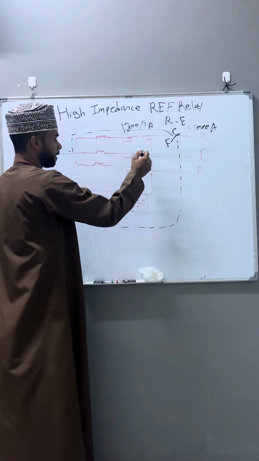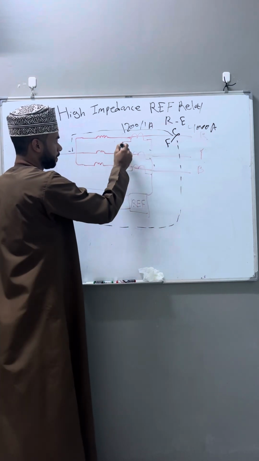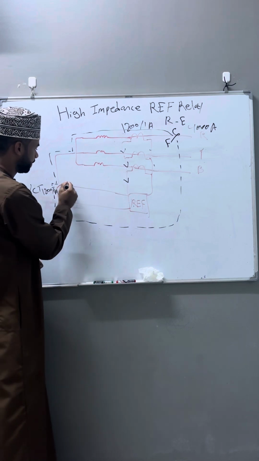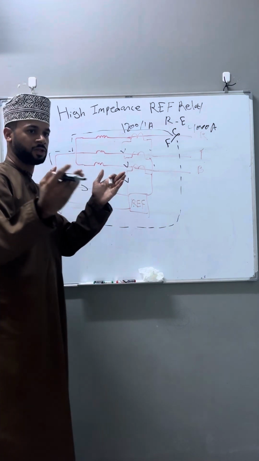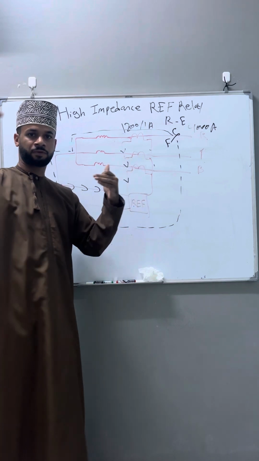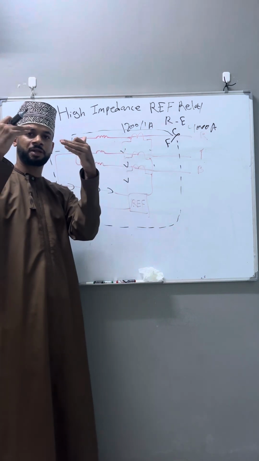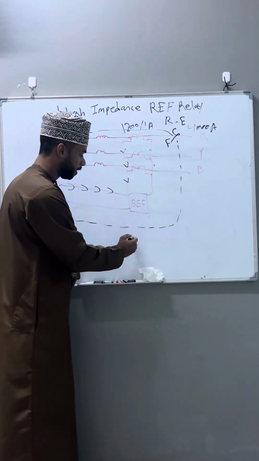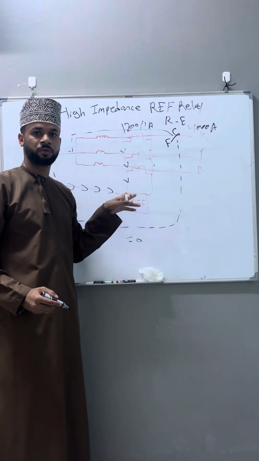So the fault current will be like this. Okay, it will go like this, and also from the neutral CT it will go like this. So I have both currents from the phase CT and the neutral CT, but in opposite directions. So the in and out will be equal to how much? 0. So the REF protection relay will not operate.